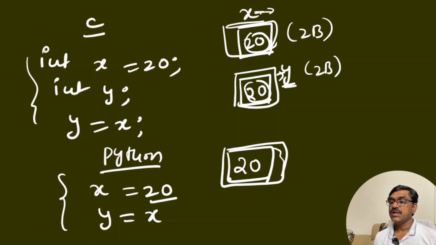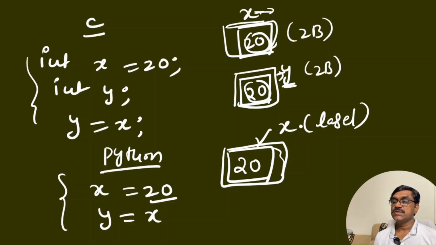The memory is allocated for the value, not the variable, sorry. First, the memory is allocated for the value 20. After that, some tag or label is given to this box. This label is attached to the box, that is x.